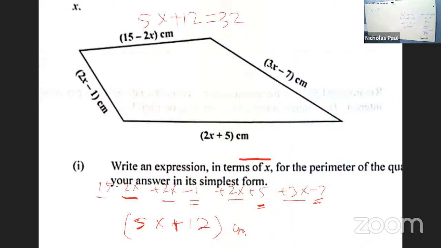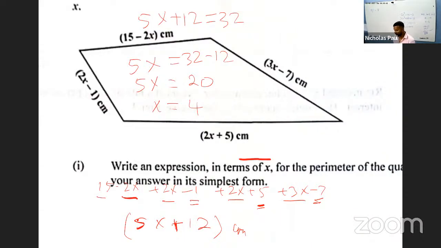Right, so 5x plus 12 is 32. So you end up with 5x is equal to 32 minus 12. 5x is 20, x is 4. But the question didn't ask that, they asked the longest side.